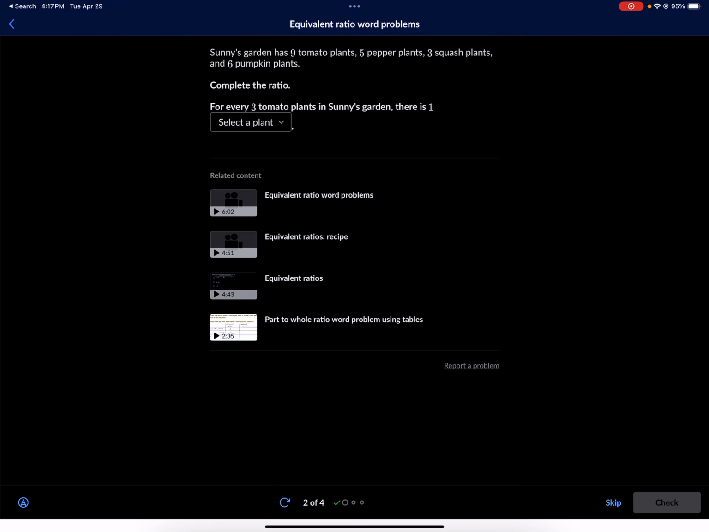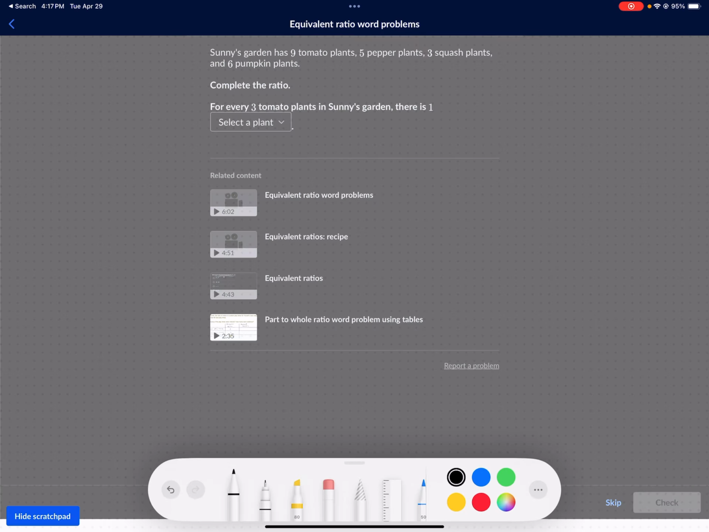Okay, Sunny's garden has 9 tomato plants, 5 pepper plants, 3 squash plants, and 6 pumpkin plants. Complete the ratio. For every 3 tomato plants in Sunny's garden, there is 1 blank. So what do we know? We have 9 tomato plants, 5 pepper, 3 squash, and 6 pumpkins. We want to get 3 tomatoes. What do we divide to get 3? We get 3.